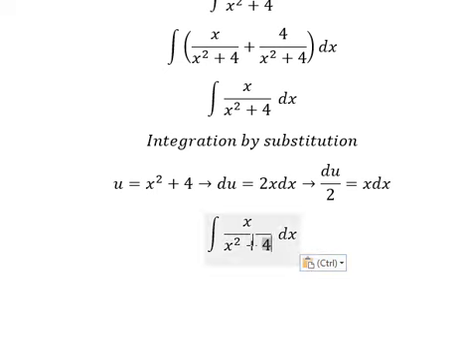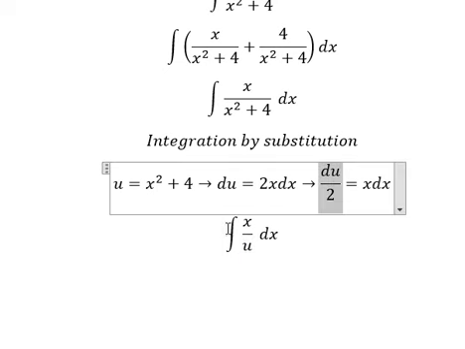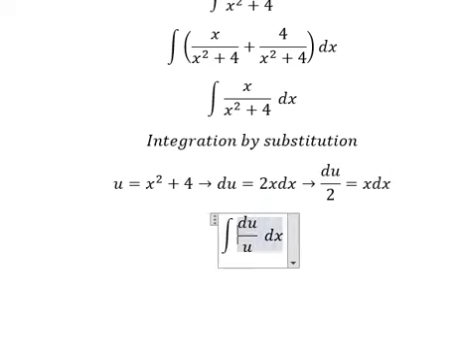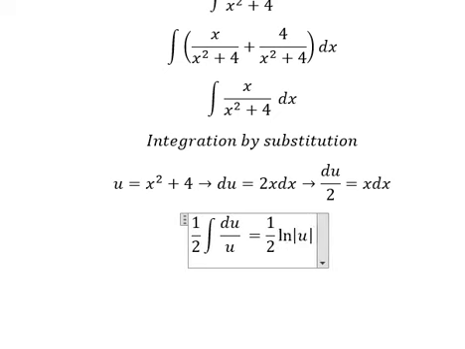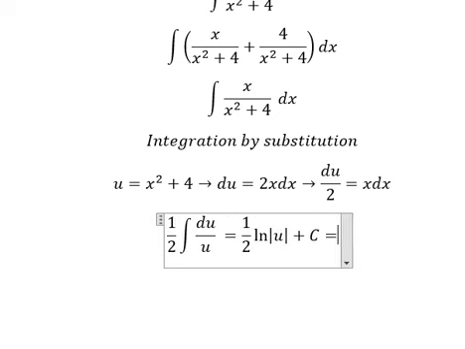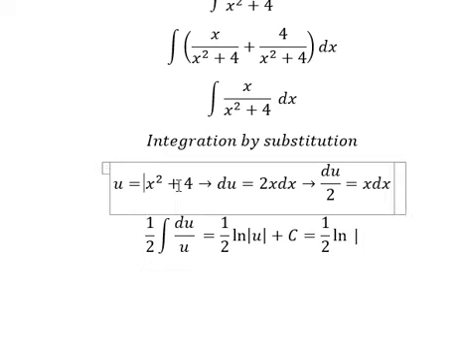This one we change for u, and the x we change for this one. The integration of this one gives us ln of the absolute value of u, and then I will put c. About u, that is this one.